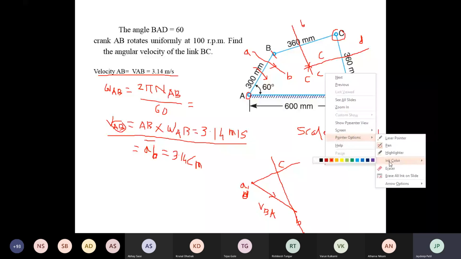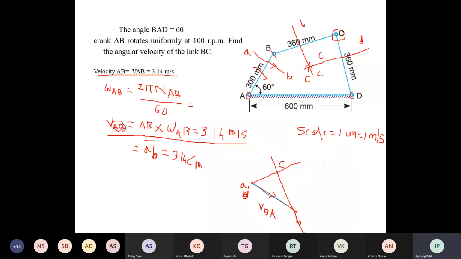And here we complete the vector diagram. First vector is AB, whose magnitude is known. Through this B, you have to draw the next vector, which is perpendicular to BC. Now through this D, you have to draw the next vector, which is perpendicular to CD. Where these two vectors intersect, you will get the C point.